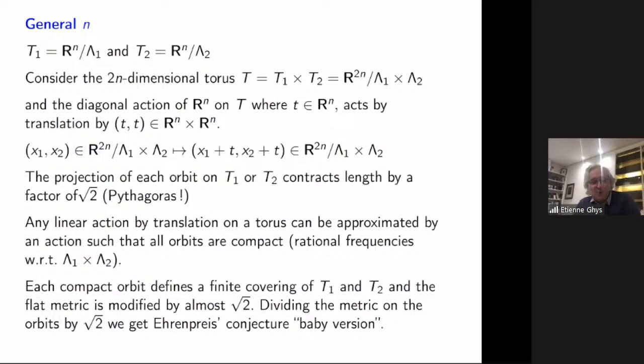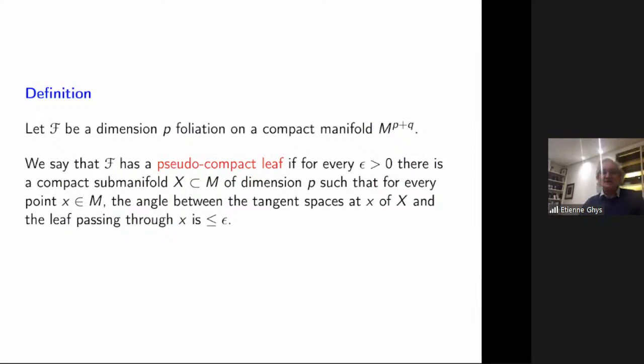So let's try to rephrase the original question of Ehrenpreis in this terminology. And in order to do that, I give a definition. The definition is the following. You have a compact manifold of dimension P plus Q, and in this manifold you have a P-dimensional foliation. Let me give the following definition.